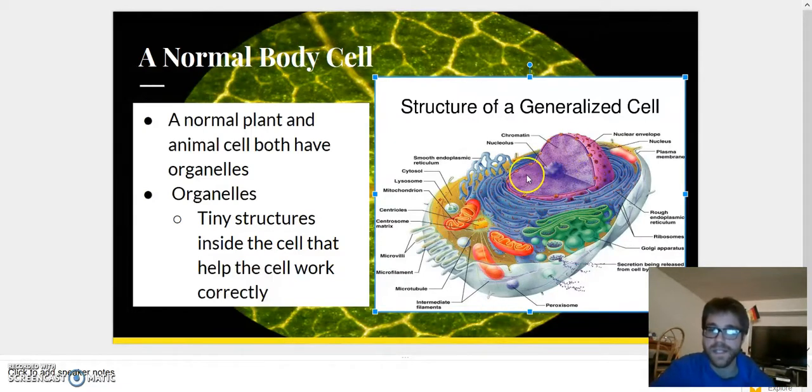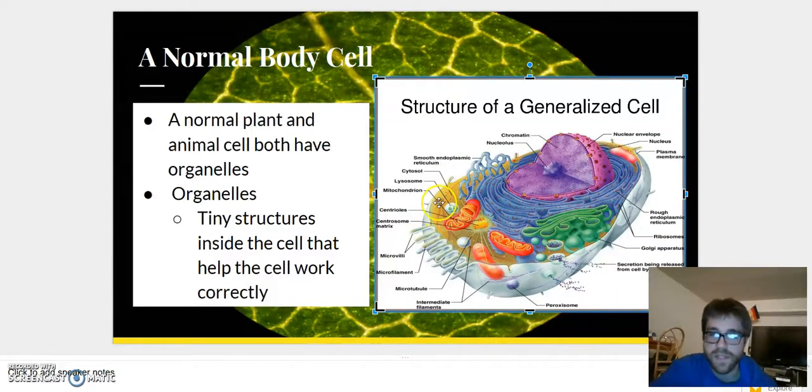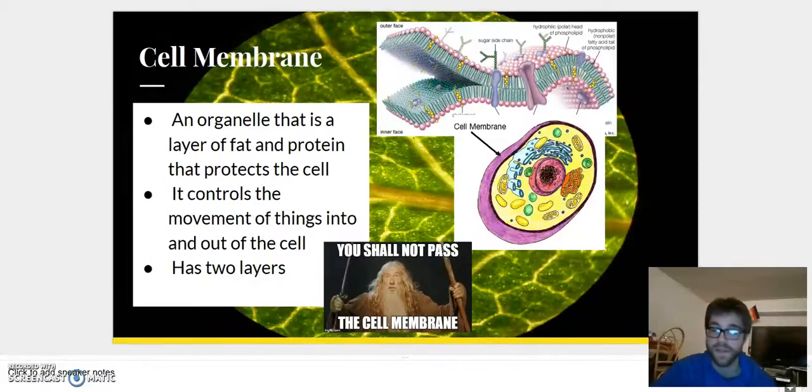We have a nucleus here, we've got the Golgi body there, we've got the mitochondria there, we've got the cytoplasm in yellow here, and these small little red things are some ribosomes. Got a lot of things there. Let's talk about them. So we're going to start with the thing on the outside, the cell membrane. The thing that shouts, "You shall not pass," unless I say so.